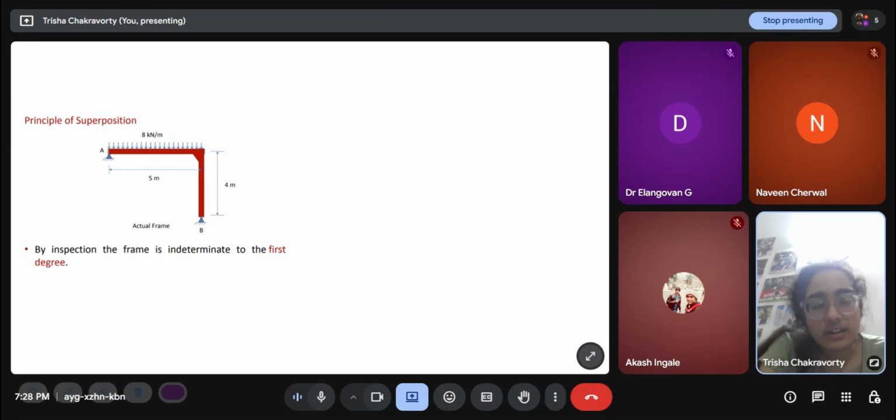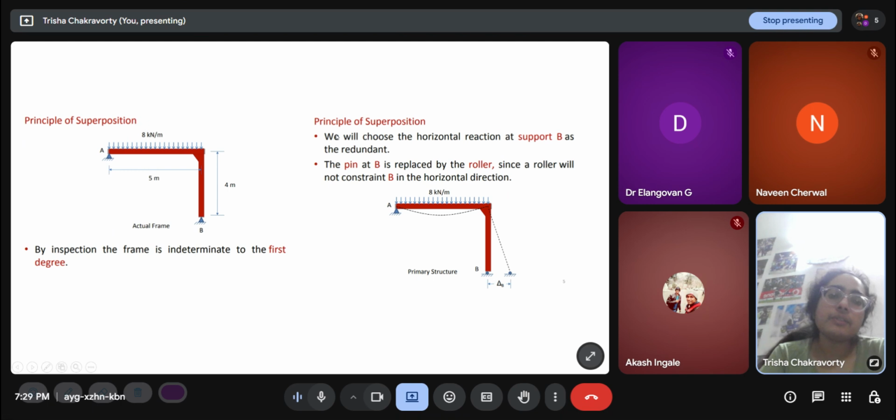Whatever is extra or redundant, one of those I'm going to remove from the system, and I'm going to get a primary structure which is determinate. Then I'm going to bring back that unknown force which we have removed, as a unit load, and see how much of that load is required to solve the compatibility condition at that point.